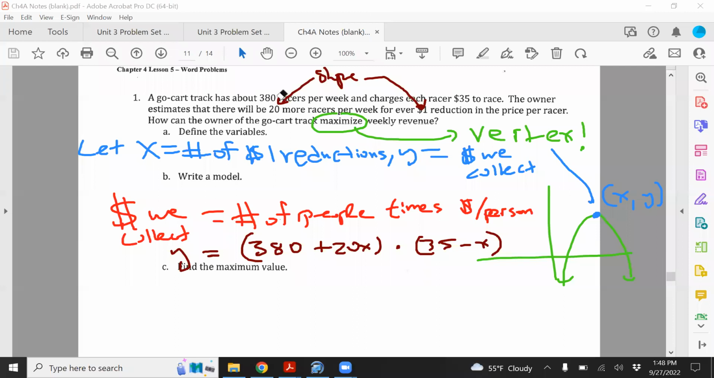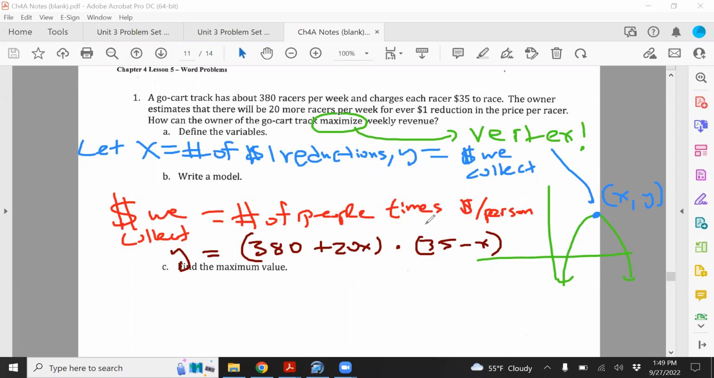For example, what if I had different values here? Just so you see another scenario, what if I said we get 10 more racers if I do a $2 reduction? You do 2X. Then I do 10X and minus 2X. Exactly. Right. That's how I change it.